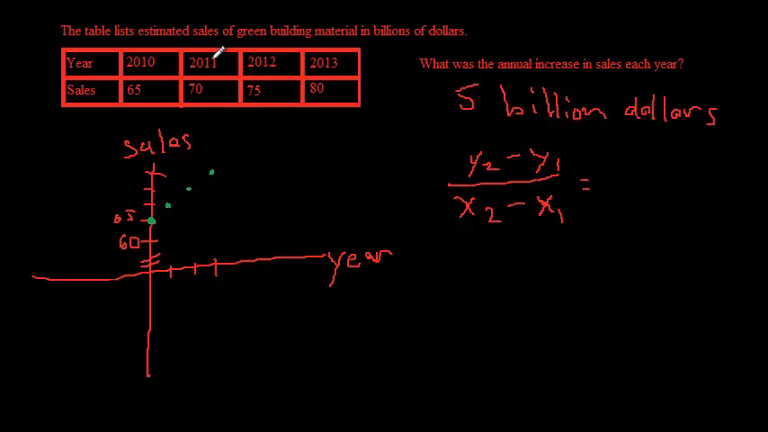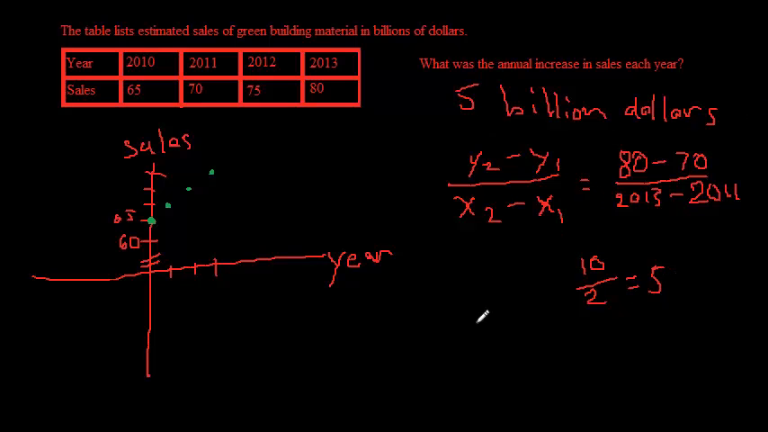So in this case we take any 2 points. Let's go ahead and take 2011 and 2013, make it interesting. So we have our y2 value of 80 minus our y1 value of 70 over x2, 2013, minus x1 value, 2011. So we end up with 10 over 2, which simplifies to 5. We get our $5 billion there.